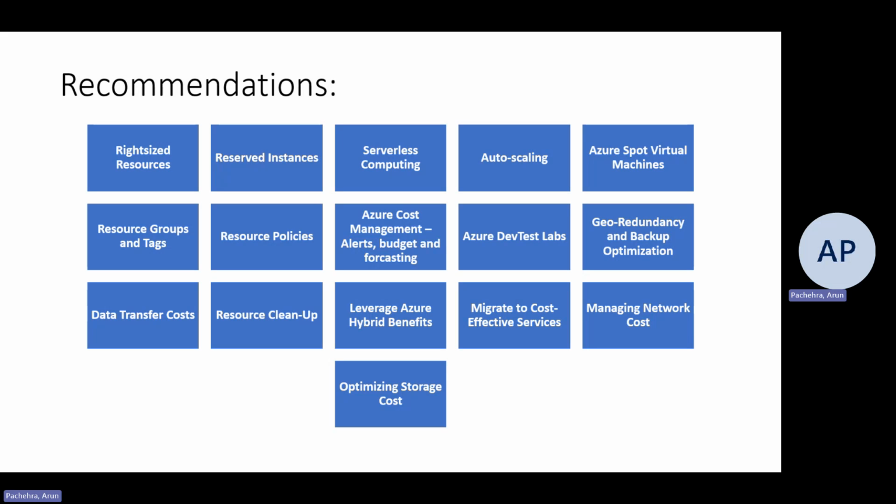Same applies to any other computation that you're using. You've got to use the right size. For example, app services. There are different SKUs. They are free, shared, standard, and premium. Even in premium, you have P1, P2, P3. So you have got to select the right size as per your requirement. That's the first recommendation.